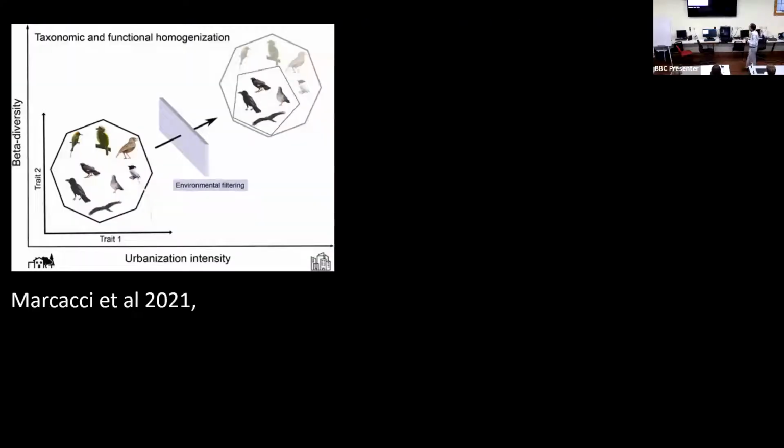So this has been applied for many different taxa. In this top figure, you are looking at birds undergoing biotic homogenization, where the beta diversity, the community turnover, becomes less prominent in urban environments. Between urban environments, although located in different ecoregions, because of biotic homogenization, you could see similarities between two different cities.